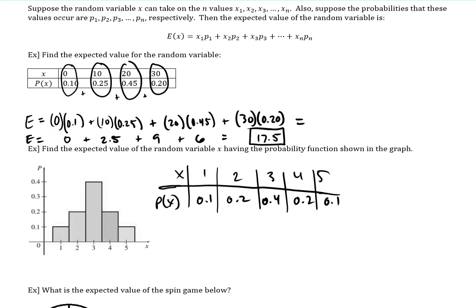But now I'm going to take my verticals. I think it's best if we always do x and then the probabilities, always like this. And then from there you fill in this information.